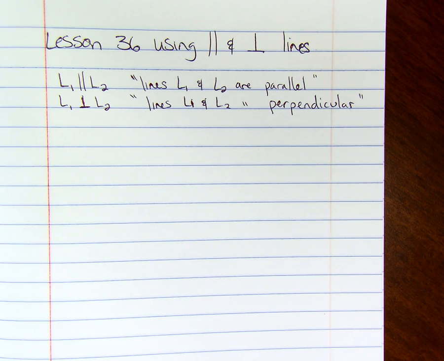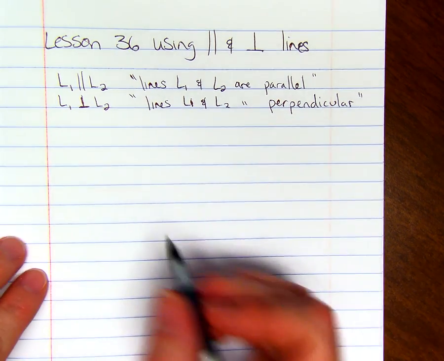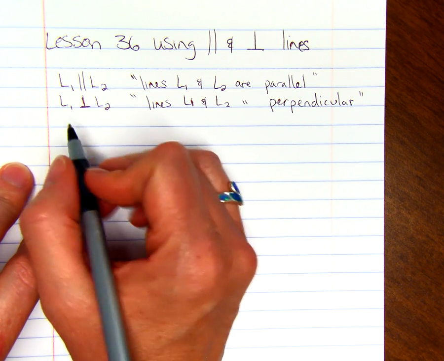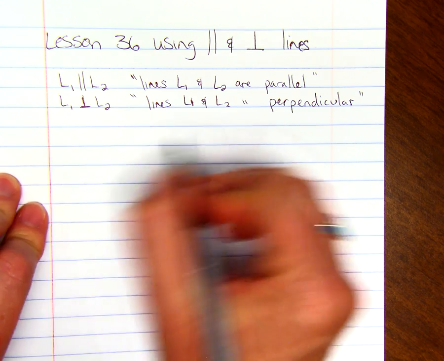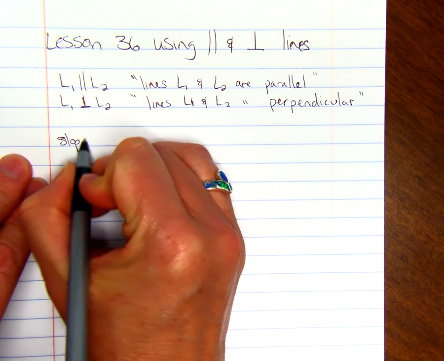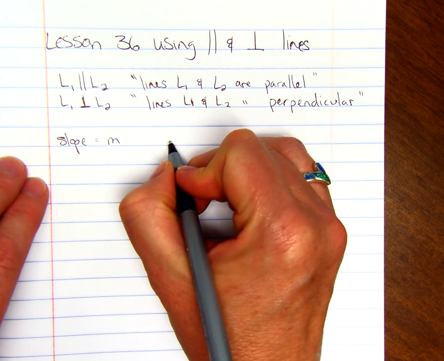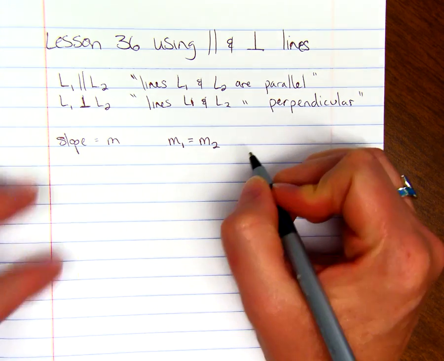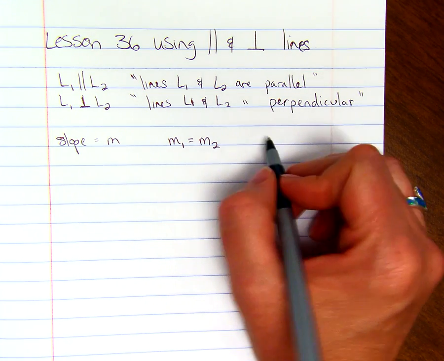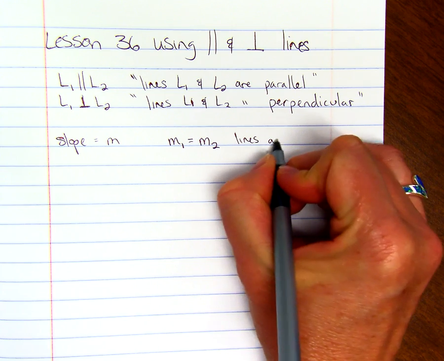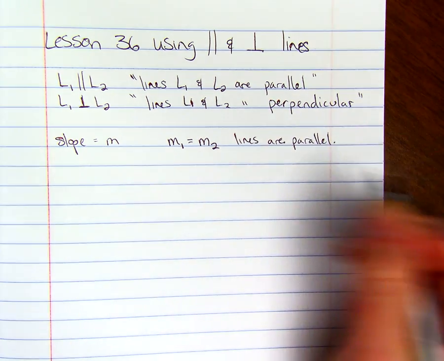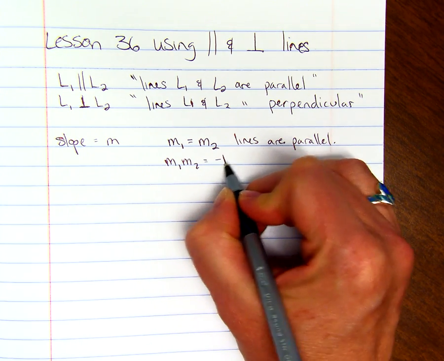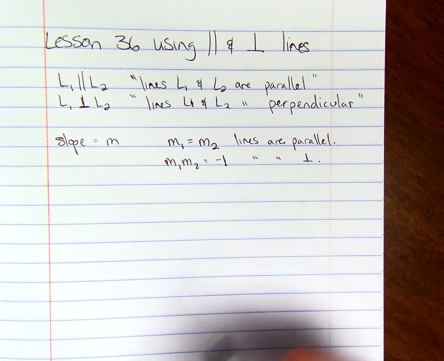Two lines are parallel if their slopes are equal. Let's just say the slopes, we usually say slope is m. So if you have two lines and their slope m sub 1 equals m sub 2, then the lines are parallel. If you multiply the two slopes and you get -1, then the lines are perpendicular.